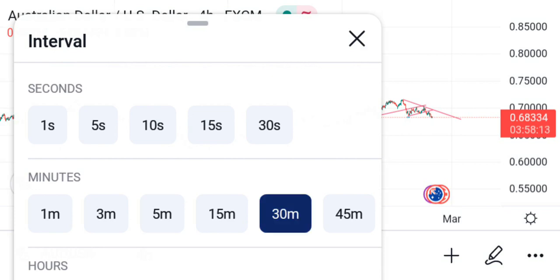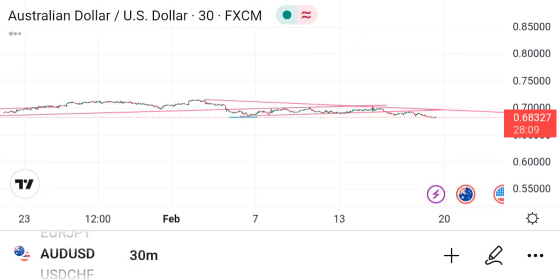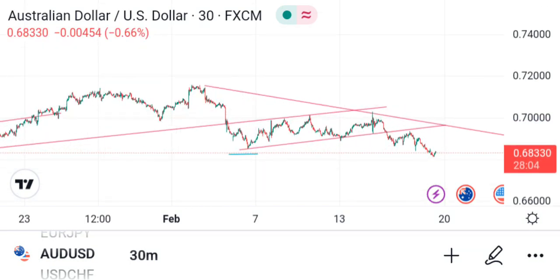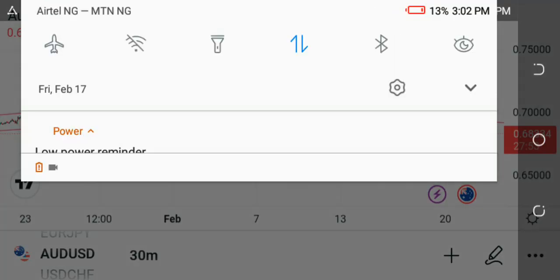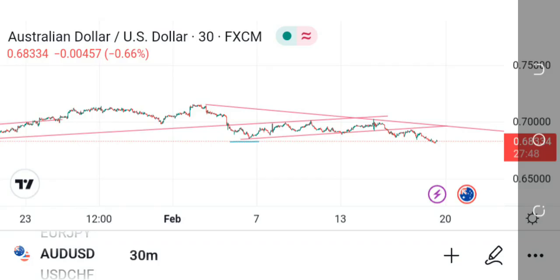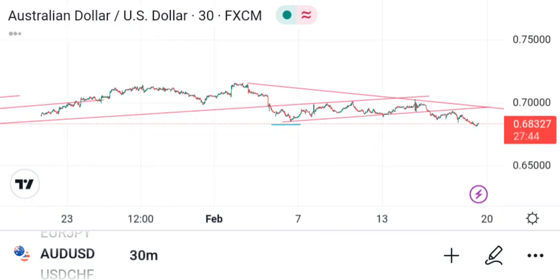I always use 30 minutes for the sake of this video. I'm going to be using just a few market trading opportunities from the higher time frame down to the lower time frame, market time frame alignment. So this is the 30 minutes, and the same thing we saw in the daily time frame is what we're still seeing here.